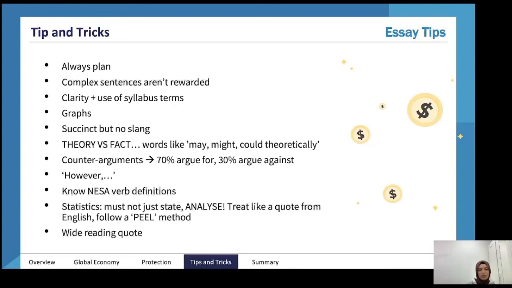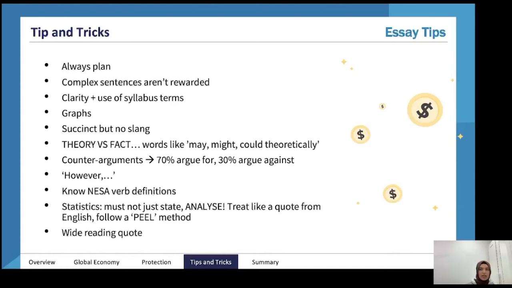Clarity and use syllabus terminology. Make sure you've got graphs in your writing, if you feel like it's adding value, and refer to the graphs in your essay. Be succinct but use no slang. Make sure that you've got that idea of "could theoretically", you understand that gap, but don't come off as not confident in your arguments.